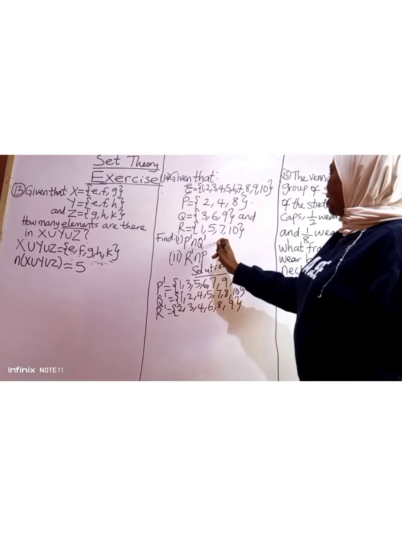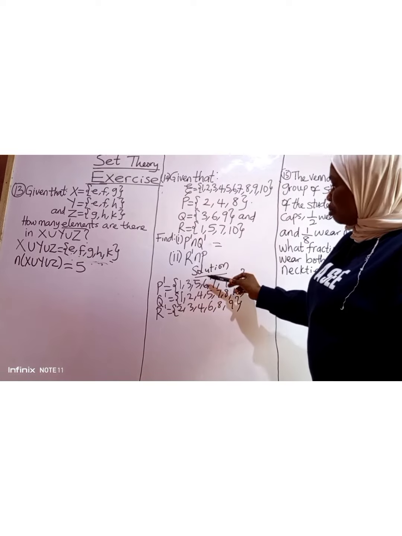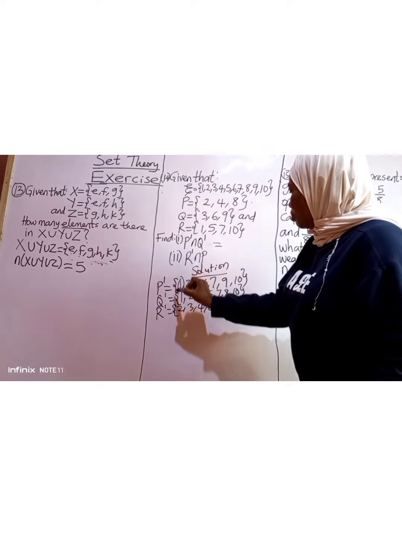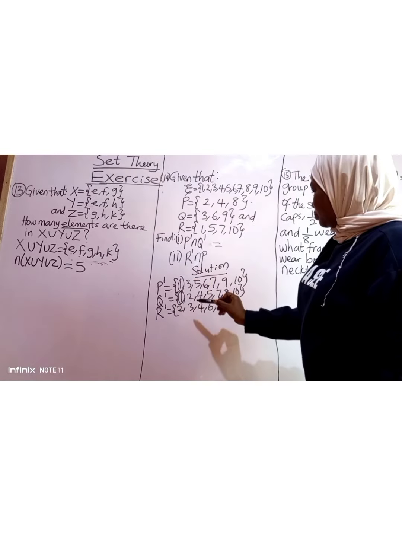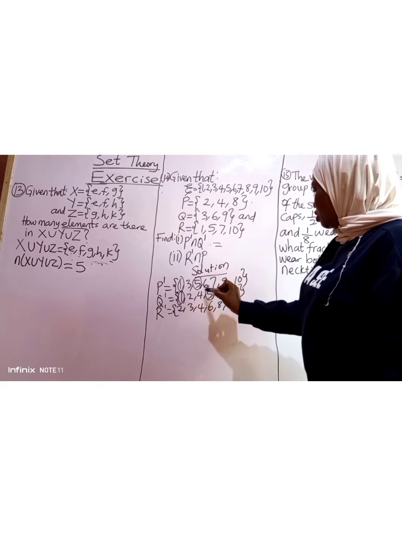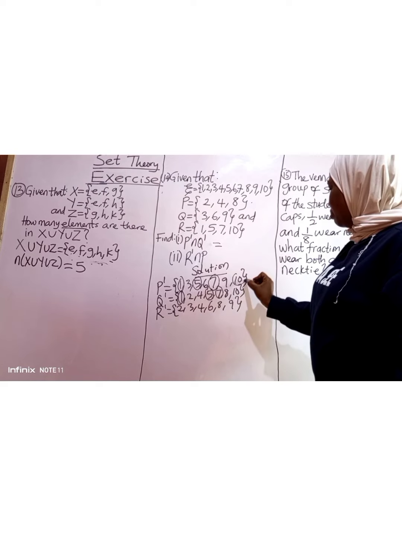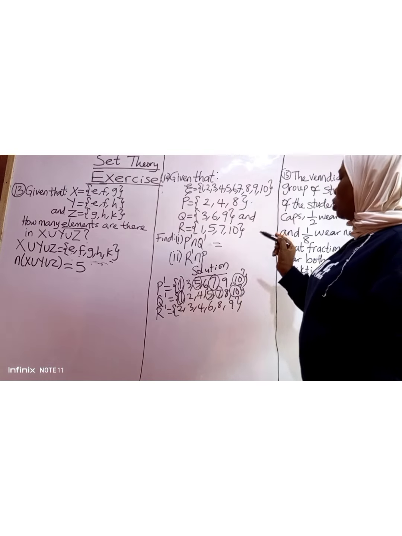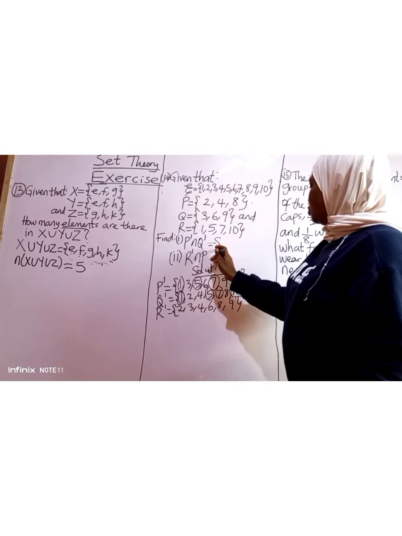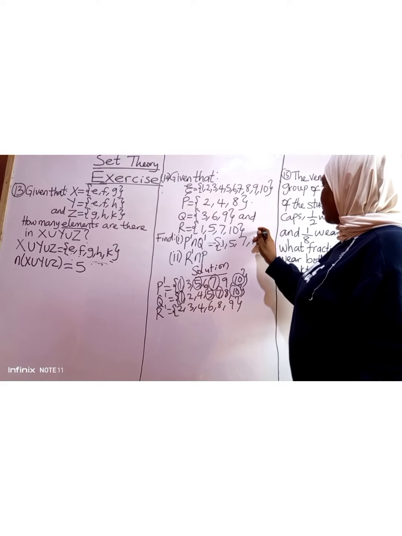So P prime intersects Q prime is all the elements that P prime and Q prime have in common. So 1 is in P prime, 1 is in Q prime. 5 is in P prime, 5 is in Q prime. 7 is in P prime, 7 is in Q prime. 10 is in P prime, 10 is in Q prime. So P prime intersects Q prime will be equal to {1, 5, 7, 10}.